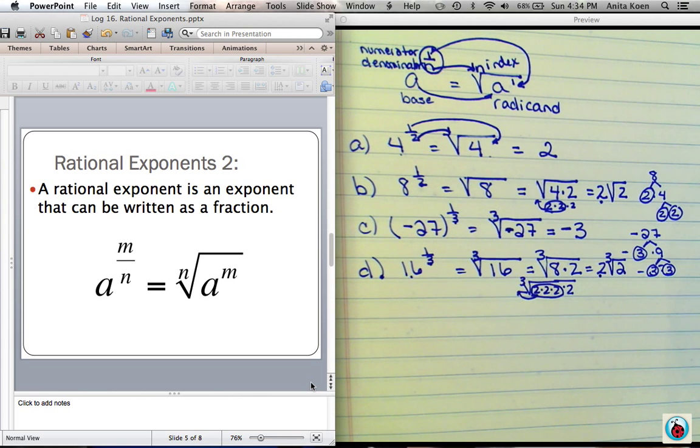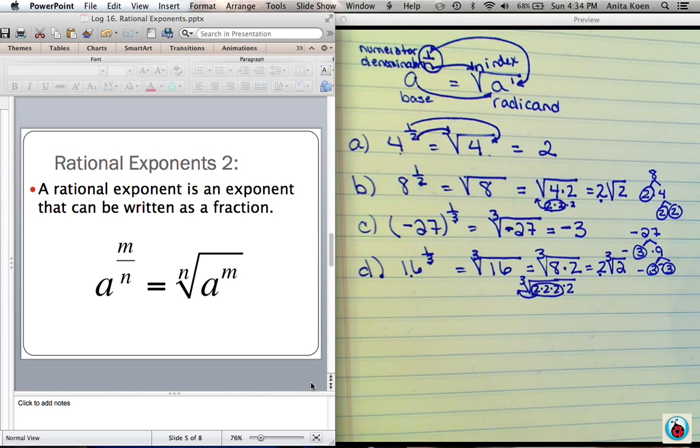Now, rational exponents do not have to always have a numerator of 1. We learned these fractional exponents that we just went over in Math 1, and so that was a quick review. Now what we're going to do is expand it just a little bit more, and we're going to look at rational exponents that have a numerator of some number other than 1.